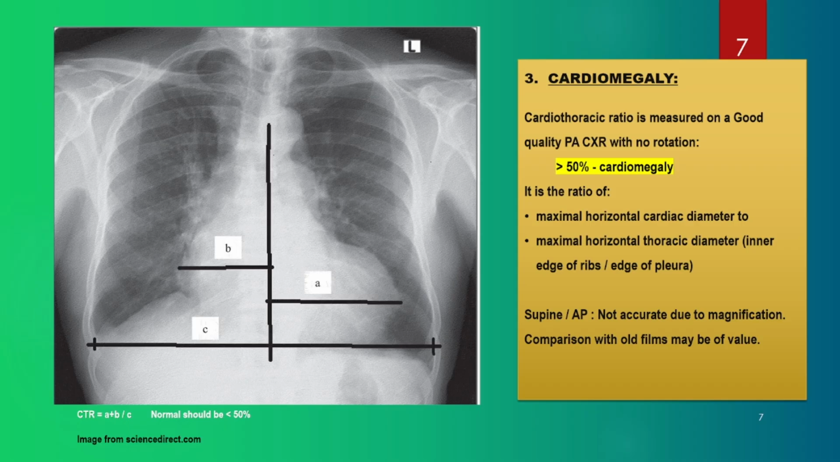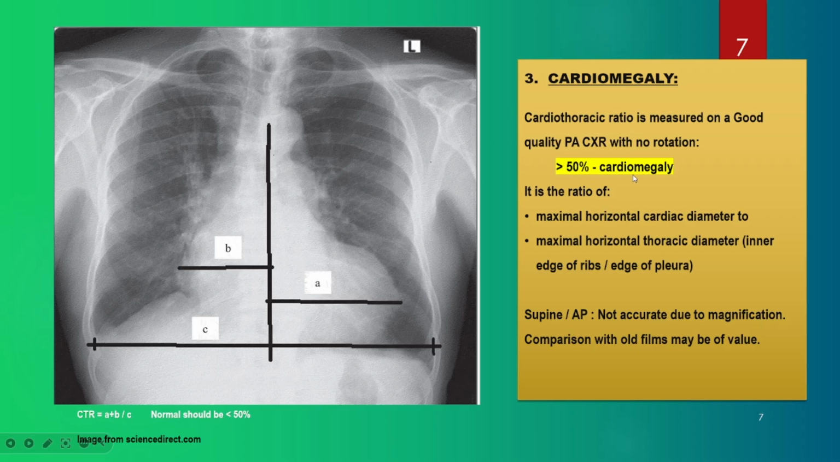Then we will be able to appreciate cardiomegaly in this first stage. You already know how to measure the cardiothoracic ratio from the widest horizontal diameter of the heart and the widest thoracic diameter at the inner edge of the ribs. So the heart diameter is A plus B and the thoracic diameter is C. If it is less than 50%, it is considered normal in a non-rotated posterior anterior erect chest X-ray with good inspiration.